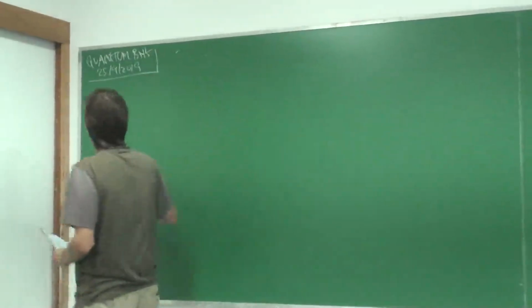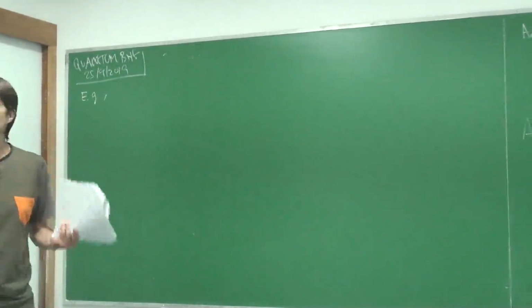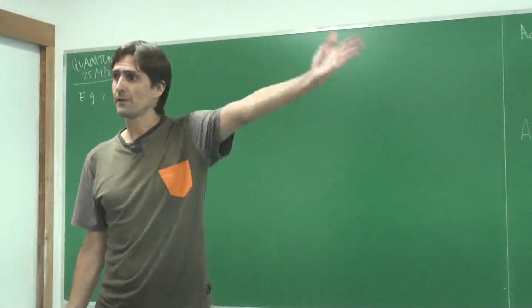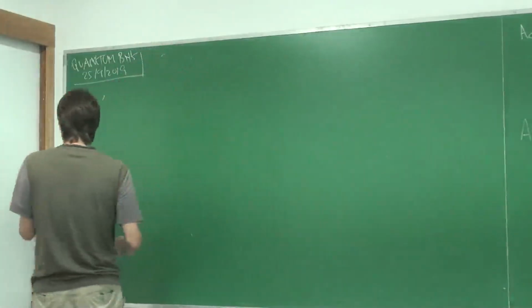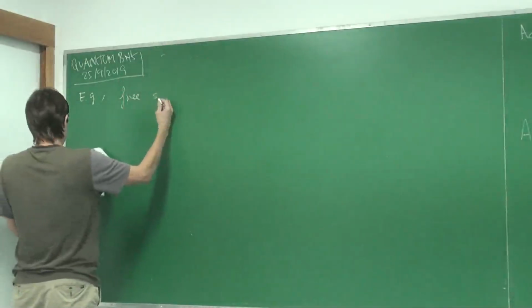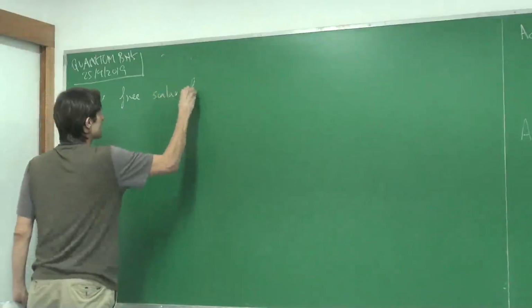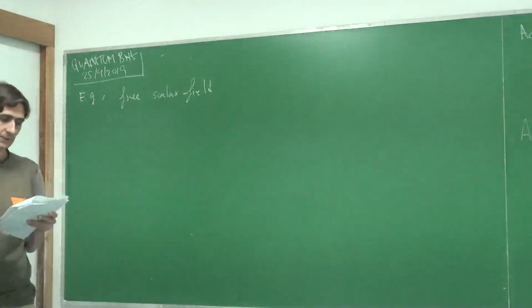So let's look at a couple of interesting examples. One of them is the case of the scalar field. The scalar field is really the field that we're going to be using from now on until the end of the course, so this is a very important example. So this is a free scalar field. We're going to give a mass to it for now. Later on, we're going to set the mass equal to 0.